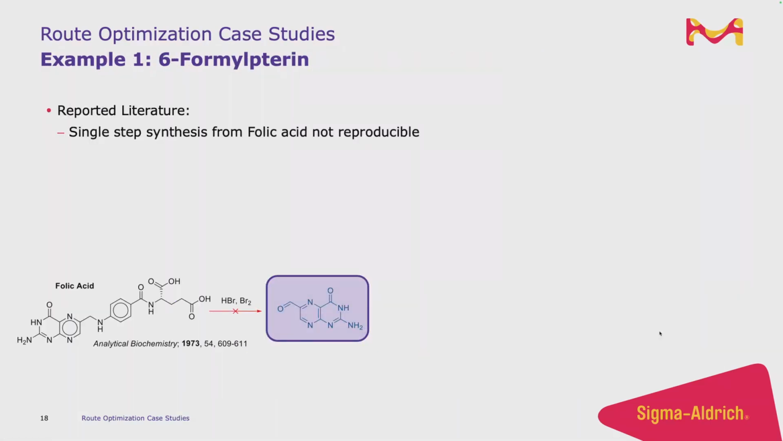So to get started, the first one is the 6,4-malterin. This is a heterocyclic compound that's the result of the photodegradation product of folic acid. It's implicated in various disease states, and it was a project we were looking at synthesizing. There is a reported one-step synthesis directly from folic acid, but unfortunately this was not reproducible in our lab, so we then looked for alternative routes.